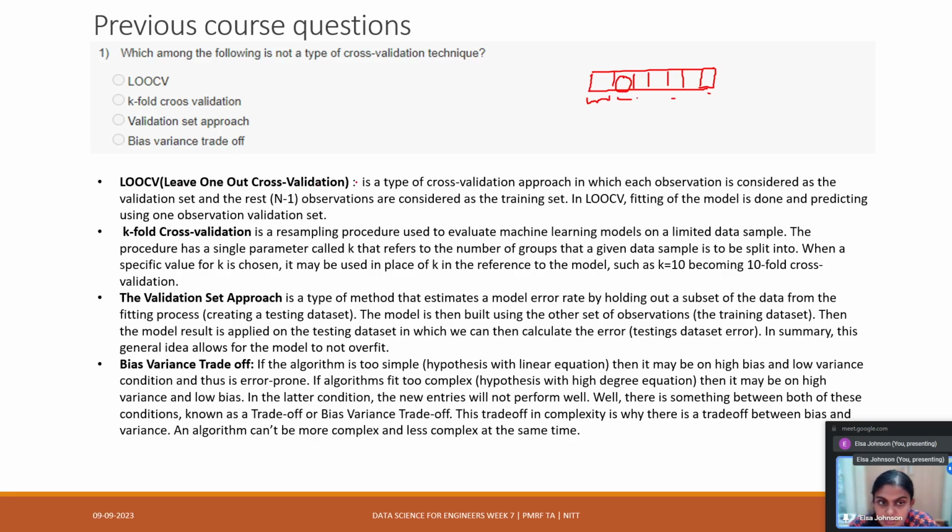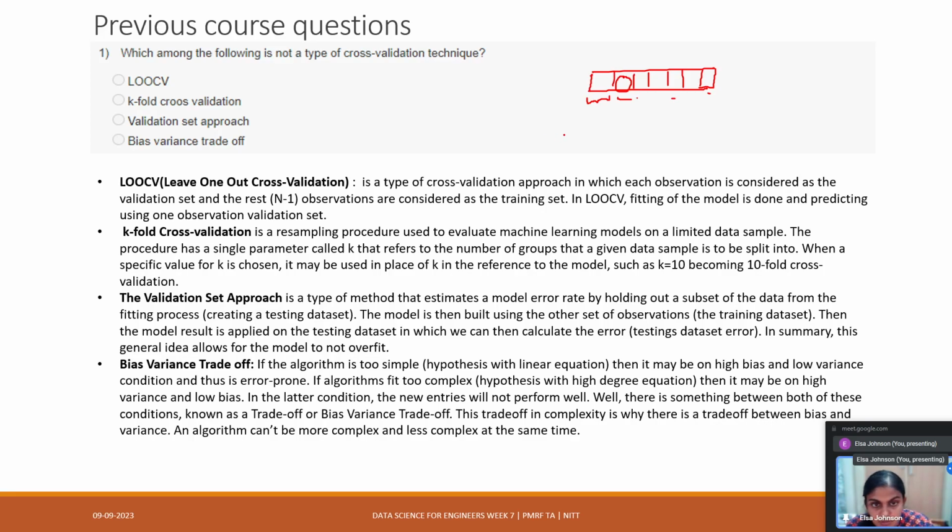Okay, so in this one, each observation is considered as the validation set and the rest is considered as the training set. Then fitting of the model is done and predicting using the one-observation validation set, that is LOOCV.